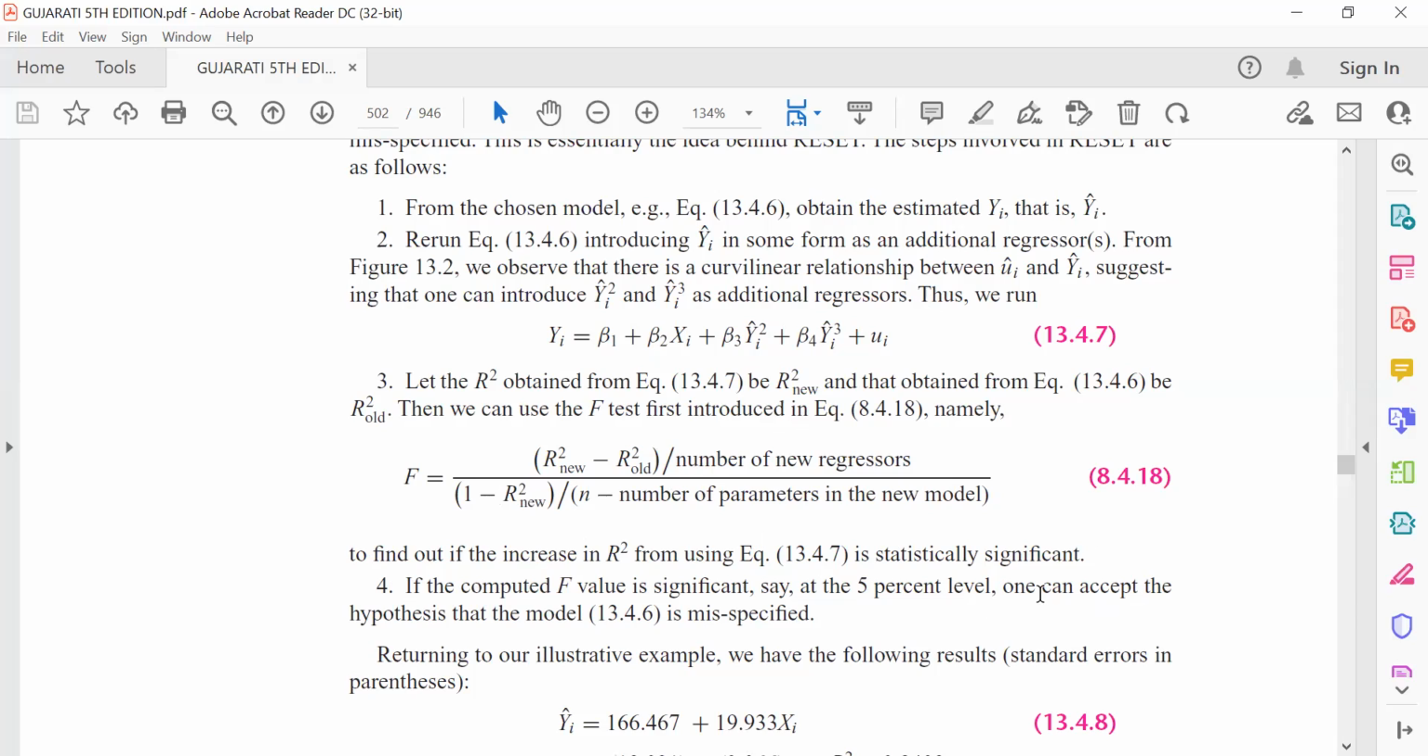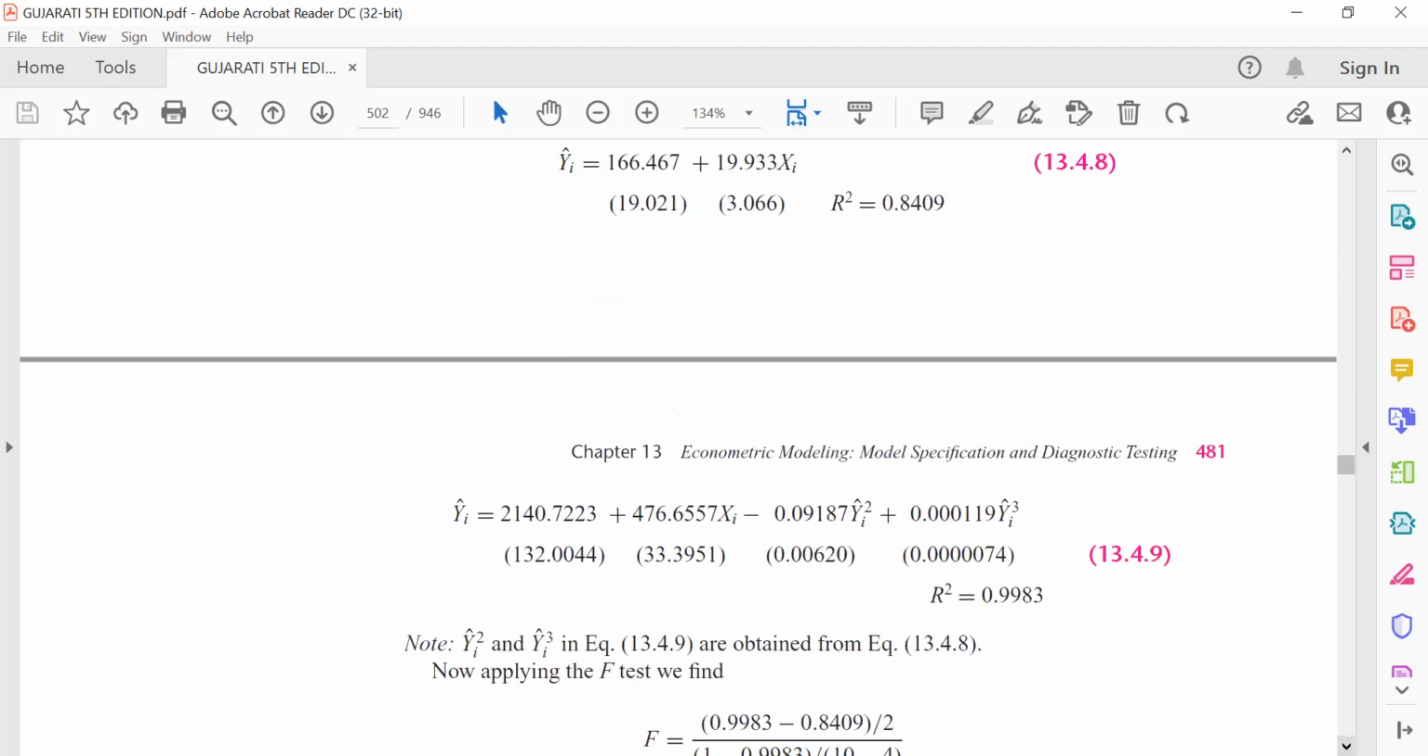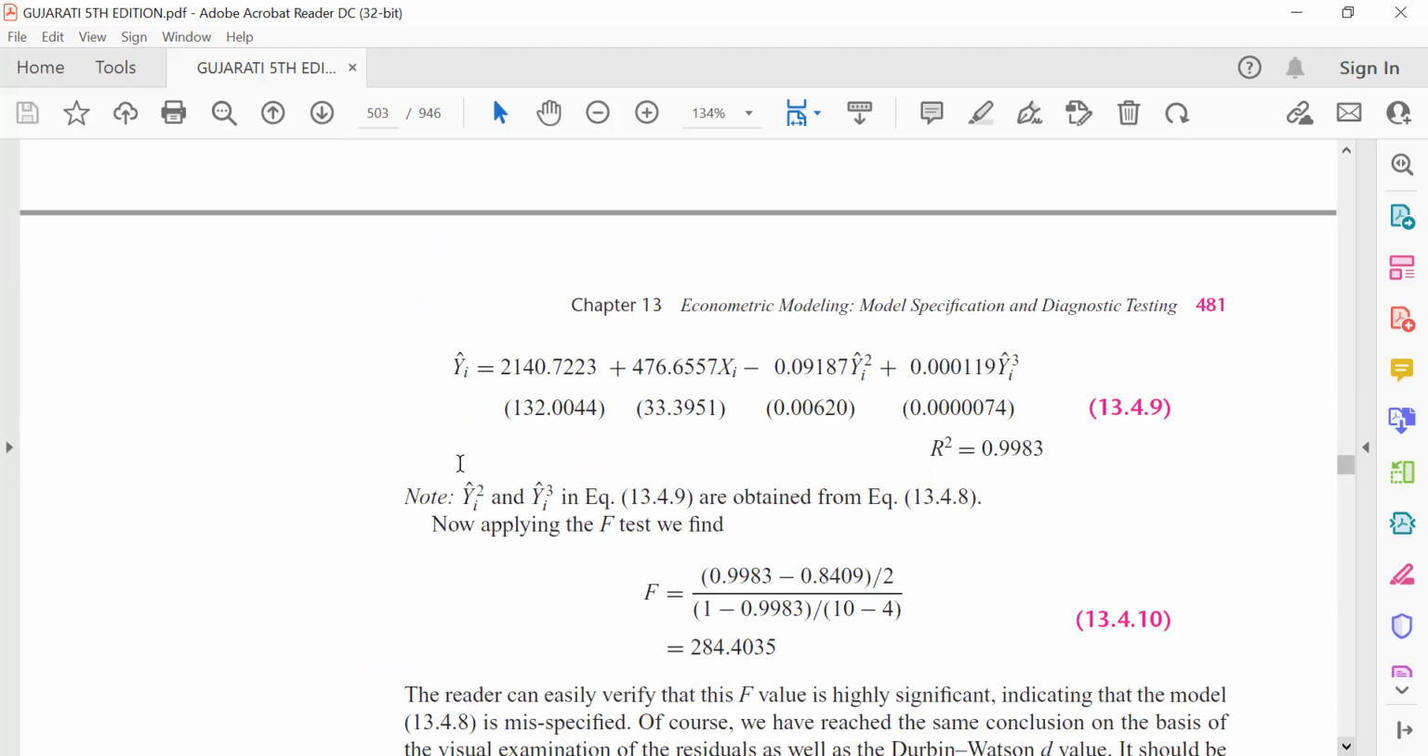The null hypothesis is that the model is correctly specified, and the alternative is that it is misspecified. We have the F test here, and we have a very big number: F is 284.